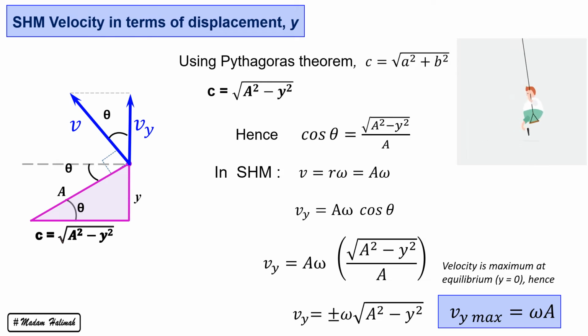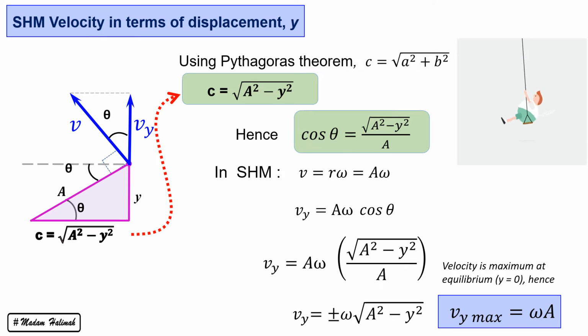Hubungan di antara theta, A and square root A square minus Y square. So, kita akan dapati cos theta is equal to square root A square minus Y square over A. That is cos theta. We know that in simple harmonic motion, V is equal to omega A.